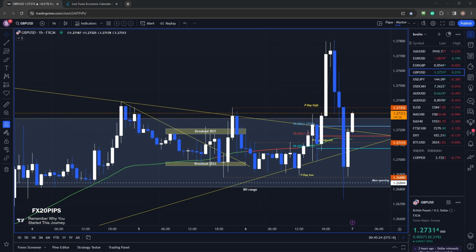Today is the 7th of July 2023. It is the Friday and time is now just past midnight, 12:45 GMT plus 8 my time. The reason for this special session is because I wanted to explain this breakout buy and sell zone that happens on the Wednesday.